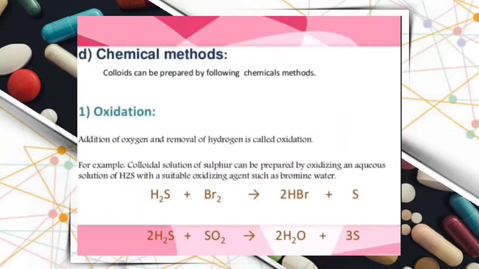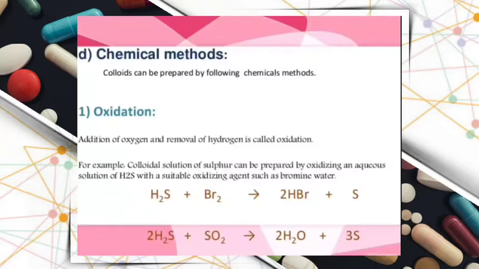Fourth, chemical methods. Colloids can be prepared by the following chemical methods. First, oxidation. Addition of oxygen and removal of hydrogen is called oxidation. For example, a colloidal solution of sulfur can be prepared by oxidizing an aqueous solution of H2S with a suitable oxidizing agent such as bromine water.